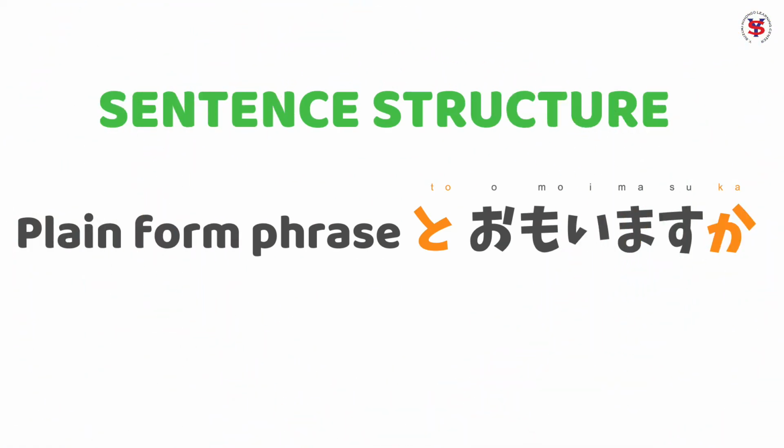So, that's how we express how we think using the pattern plain form to omoimasu. Alright, so next up, let's take a look at how to turn this into a question on the opinion of others. Pwede rin natin tanungin ang opinion ng iba gamit ang parehong pattern. Dadagdagan lang natin ng particle ka sa hulihan ng sentence. So, plain form to omoimasu ka. So basically, we just added the question particle ka at the end of the sentence pattern. We use this when we want to ask someone about their opinion on a particular matter. So kapag ginagamit natin itong pattern, normally specific yung opinion tungkol sa bagay na tinatanong.